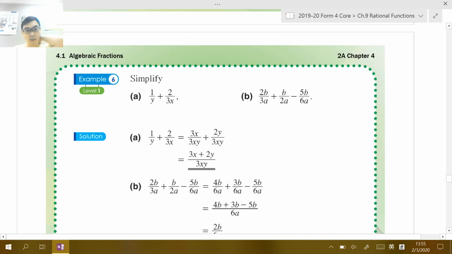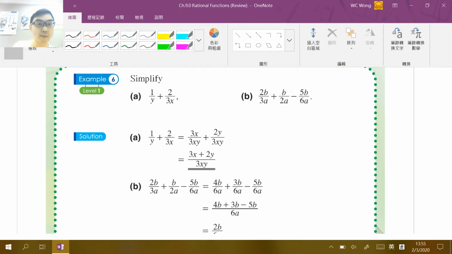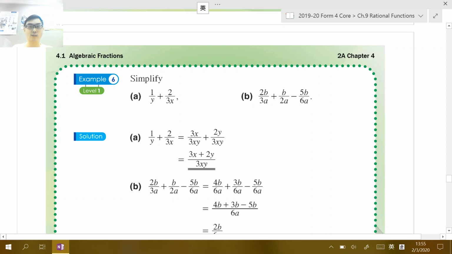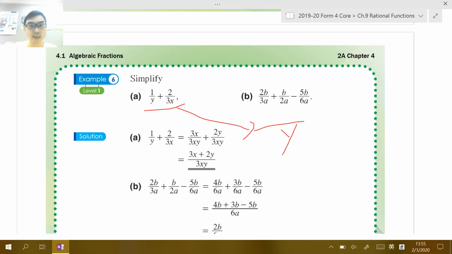For example, you can see part A, 1 over y plus 2 over 3x. All you can do is make the same denominator by multiplying by the terms that the other fraction has. The first one, y, does not have 3x, while the second one has 3x. So you have to make the denominator 3x with y, and then you multiply the 3x also for the first fraction's numerator.